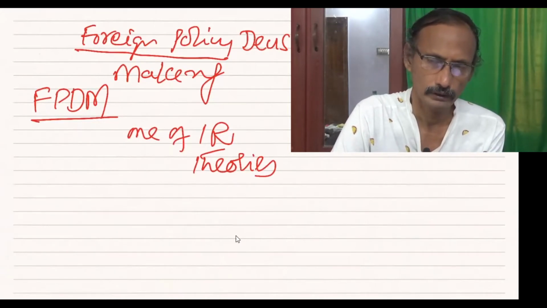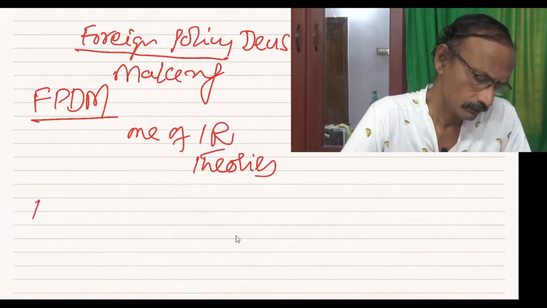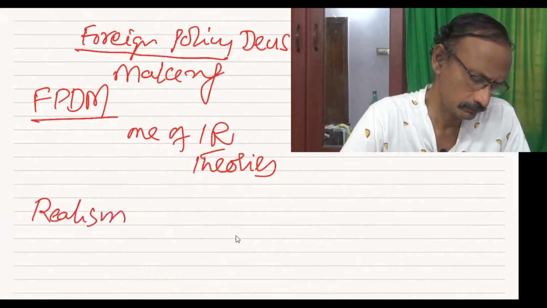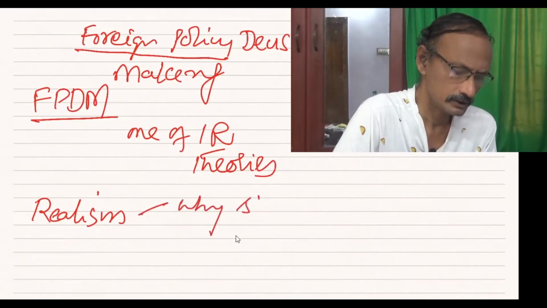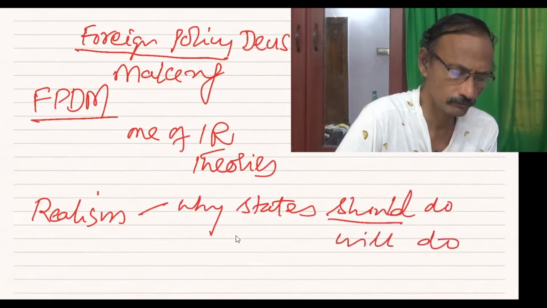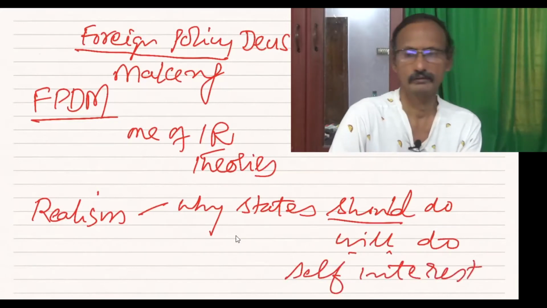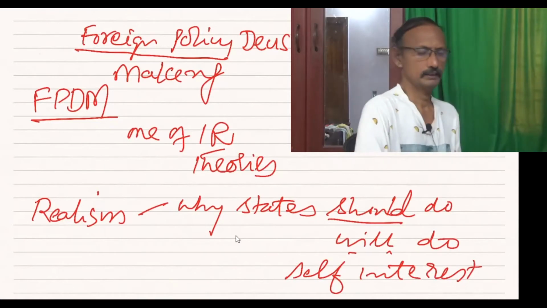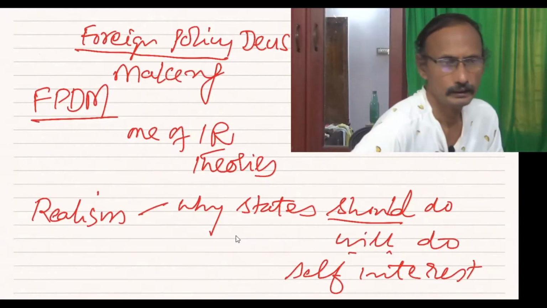Why is a separate theory needed? Because it is found that many IR theories, take for example realism, explain why states should do this, or will do this, why or how they pursue self-interest. So the assumption is that there are certain problems, factors, and the states will analyze and identify what is in their interest and they will do their best.